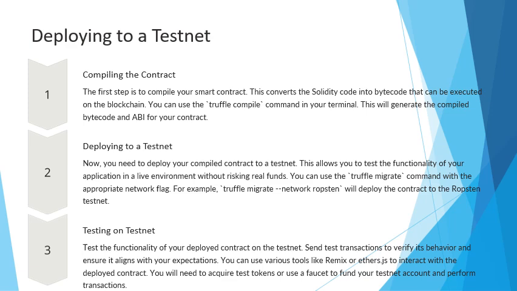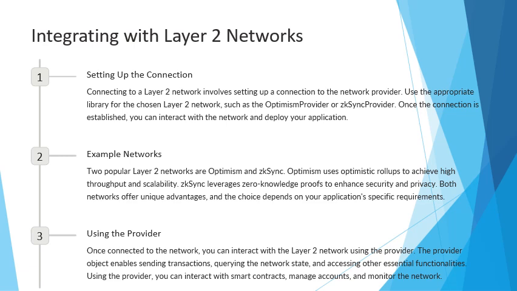Then we test the functionality of our deployed contract on the testnet. We send test transactions to verify its behavior and ensure it aligns with our expectations. We can use various tools like Remix or Ethers.js to interact with the deployed contract. We will need to acquire test tokens or use a faucet to fund our testnet account and perform transactions.